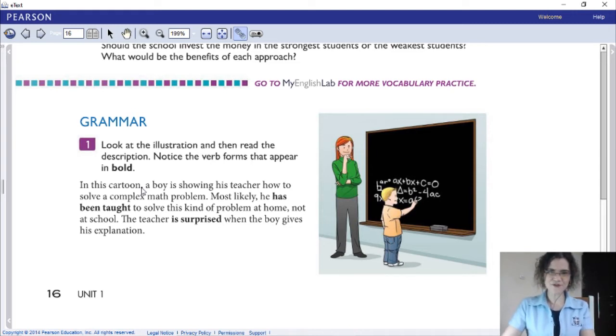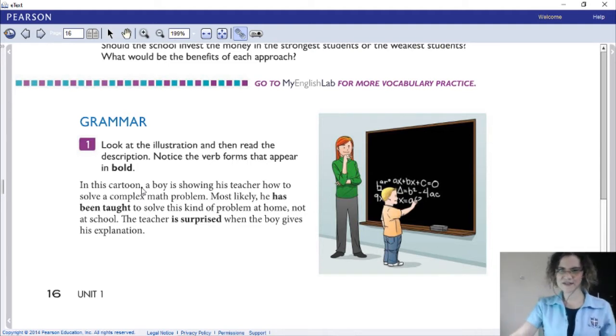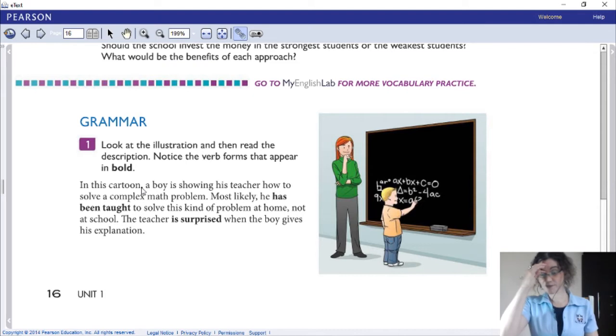Okay, that brings us to grammar. I would like you to look at this picture first. Here you see a teacher standing, a beautiful blackboard, and a smart kiddo who is writing a math formula on the board. But pay close attention to the face of the teacher. That is something. And it almost looks like this kid has a grin on his face. Like, I got this. I am outsmarting my teacher right now.